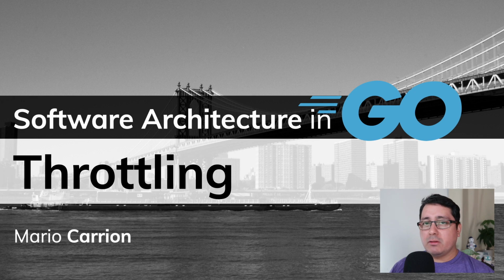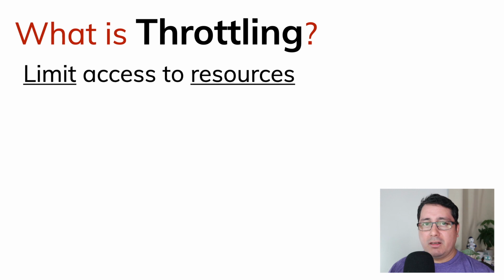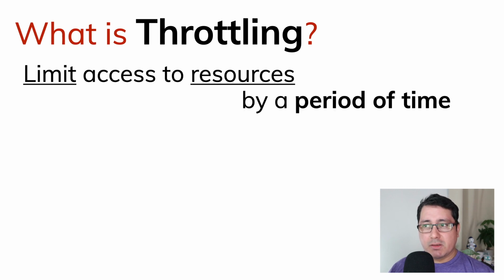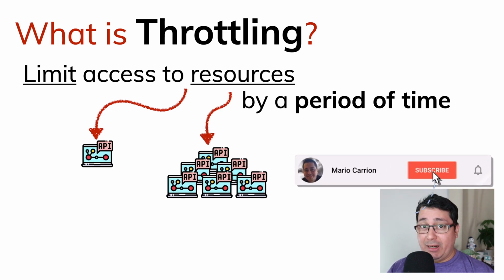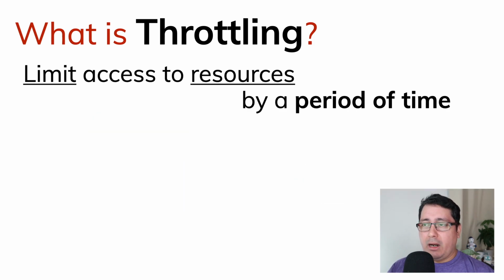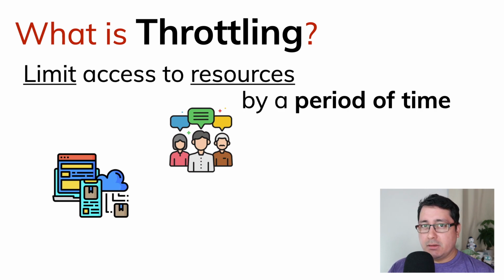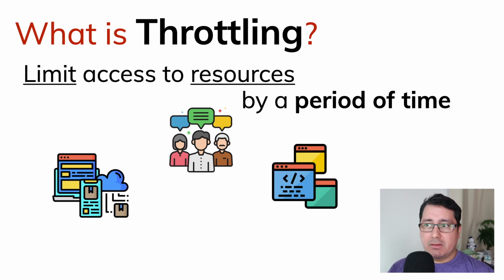In today's episode, we're going to be talking about throttling. So what is throttling? Throttling is a way to limit access to resources by a period of time. These resources could be literally an endpoint in our API, or literally all the system that we have available for our users. Depending on how we use it to limit those resources, we could be limiting the actual users, maybe the specific applications, or maybe we can be limiting everything, every single thing that we have in our system.